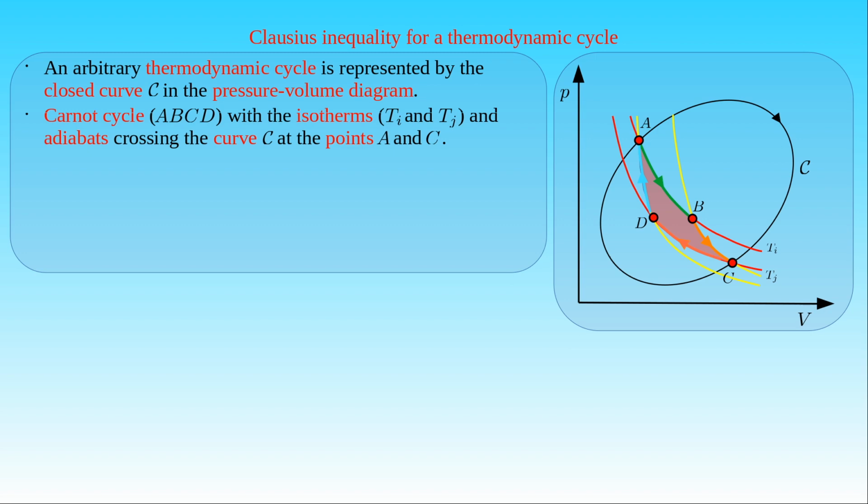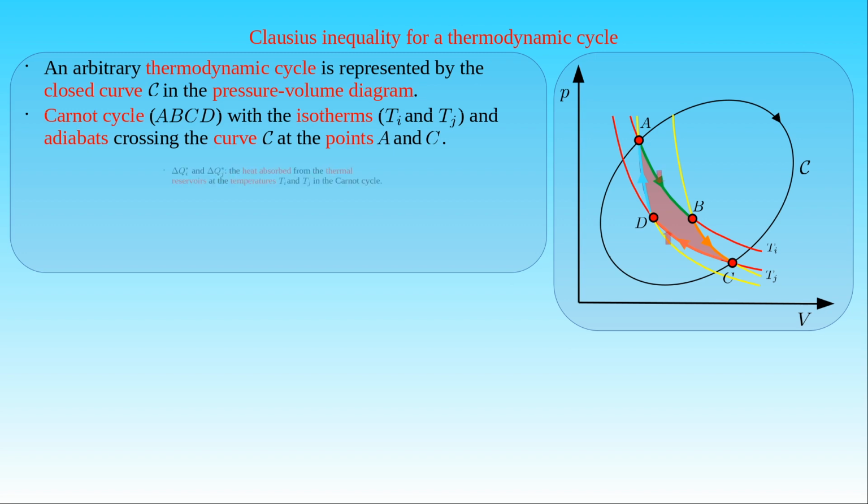As already seen, the steps of isothermal expansion and compression in the Carnot cycle are represented by the curves between the points A and B, and the points C and D along the isotherms, that is the red hyperbolas. The adiabatic processes in the cycle take place between the states B and C, and the states D and A along the adiabats represented by the yellow curves.